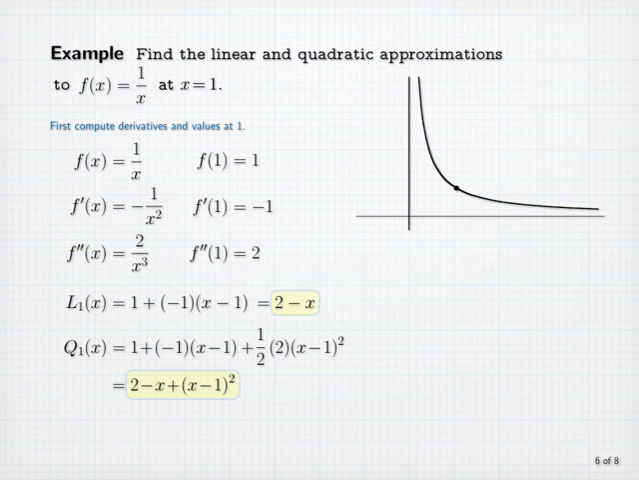Let's look at the graph of what we've found here. Here's the graph of 1 over x, and you see the point 1, 1. The linear approximation's graph is just the tangent line there. The graph of the quadratic approximation is the parabola that best fits the curve there.